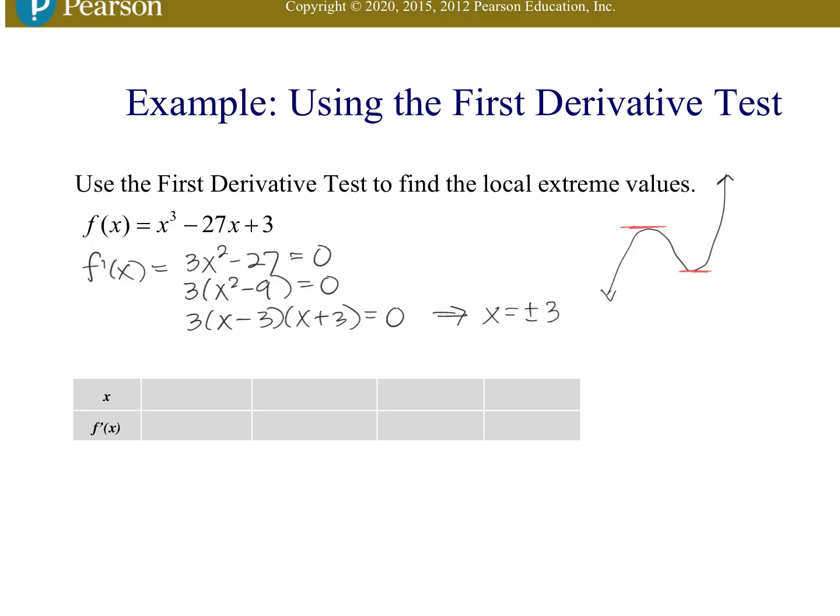So I'm going to set up an interval that defines what's happening before negative 3. And then what's happening between negative 3 and positive 3. And what's happening after 3. Those are things I want to know. I don't need the last one. I just gave you extra.